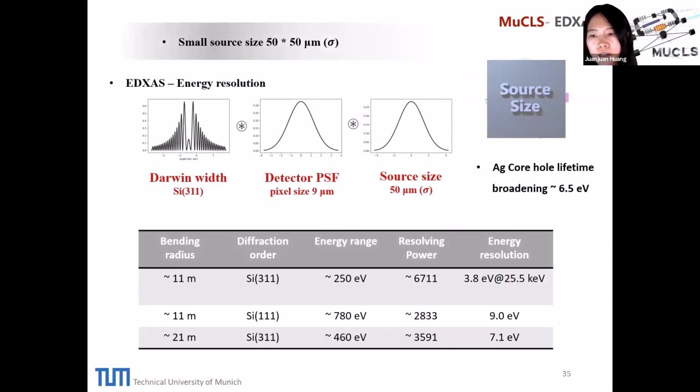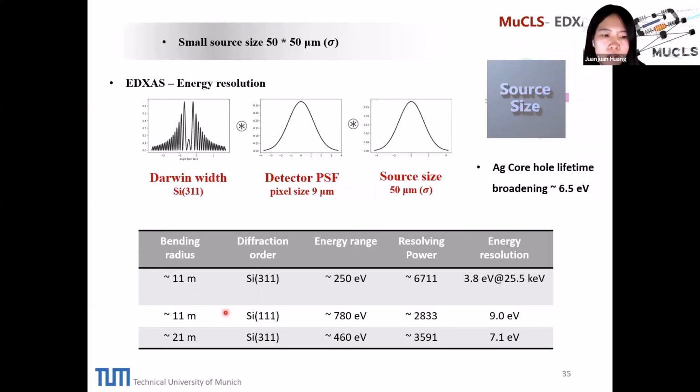Okay, the MuCLS has a relatively small source size, which is 50 microns. The energy resolution of an energy dispersive setup is not so straightforward. In this case, it was evaluated by a convolution of three factors: the crystal intrinsic bandwidth, the detector point spread function, and the source size. Actually, the source size is the dominant factor. And this table shows you some values of different crystal geometries and configurations.